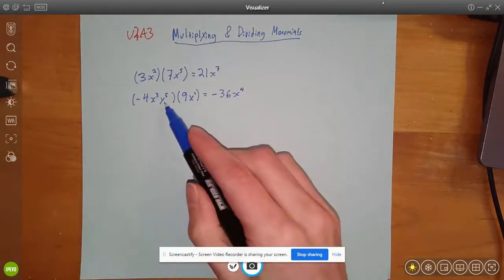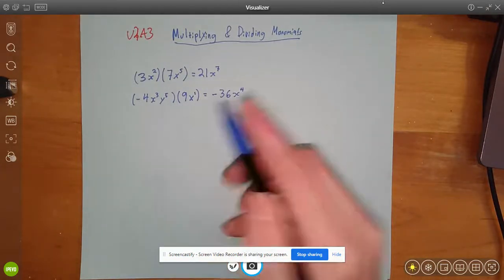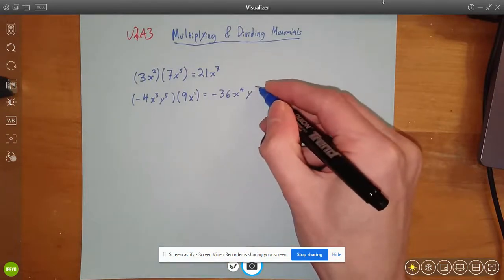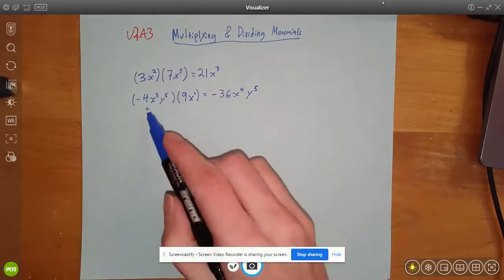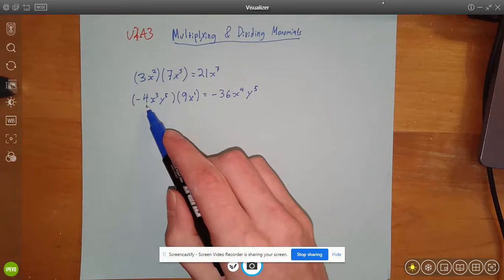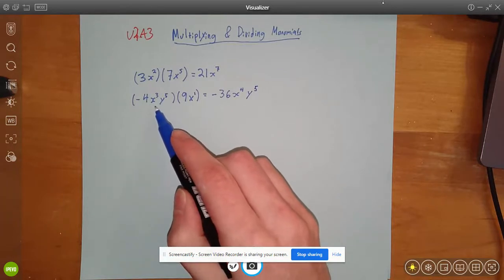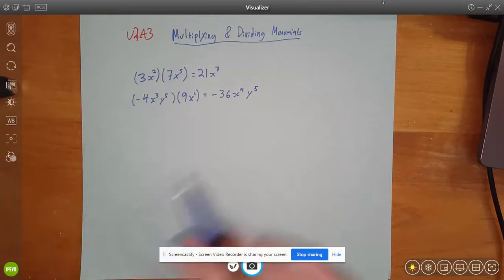And then I have y to the power of fifth. There's no y here, so I'm just multiplying it by 1, so it just stays the same. So we'd have y to the fifth. So again, I want you to multiply the coefficients first, and then multiply each variable together separately. So first I do the numbers, then the x's, then the y's.